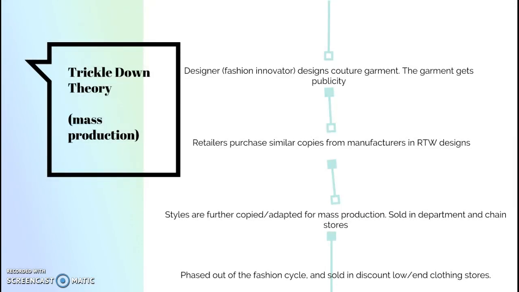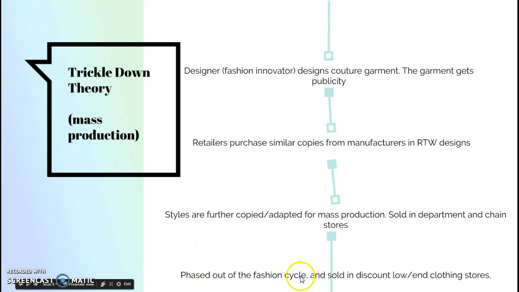So here is an example of trickle down. We can see here that the designer, who's the fashion innovator, designs a couture garment. So there's a show, the garment gets publicity, and then since people have seen it, retailers purchase similar copies from manufacturers who are designing in ready-to-wear. So people see this beautiful thing, then they start making copies of it, and then it gets further copied for mass production. So this all takes time.